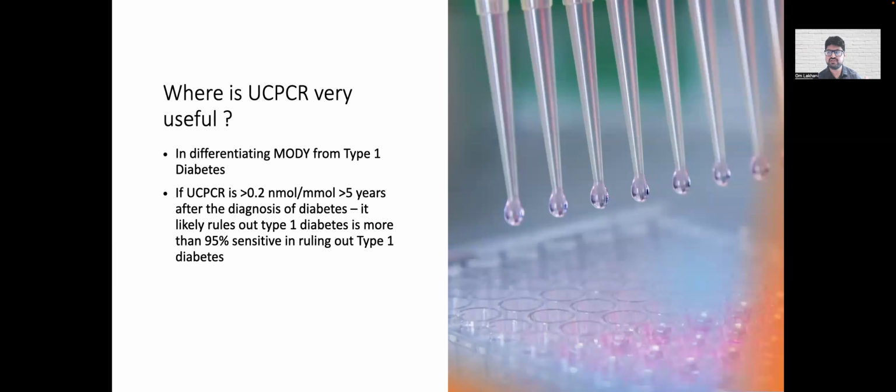And they say that it is very useful in differentiating MODY from type 1, especially in children with suspected MODY. If the UC-PCR is more than 0.2 five years after the diagnosis of diabetes, it very likely rules out type 1 diabetes, and it is 95% sensitive in ruling out type 1 diabetes. So this is where the UC-PCR is useful. You can interpret it just like you interpret the C-peptide in the blood, which we discussed, but this is in urine, so this is another way of doing it. But I have not used this in my practice, so I have less knowledge of this.